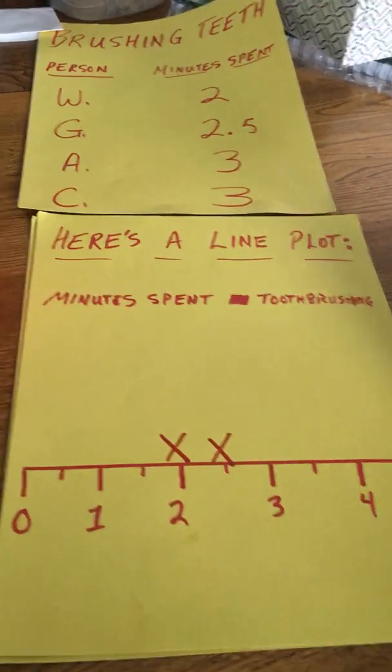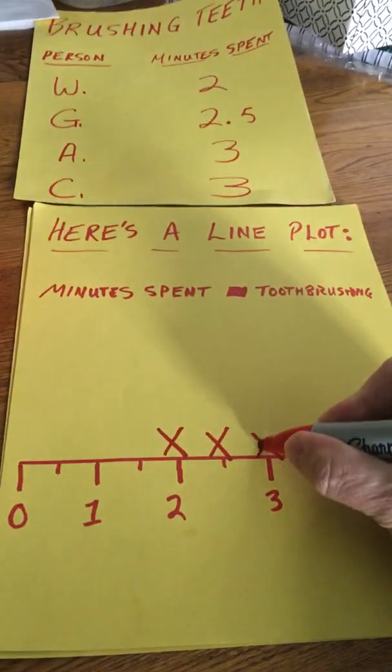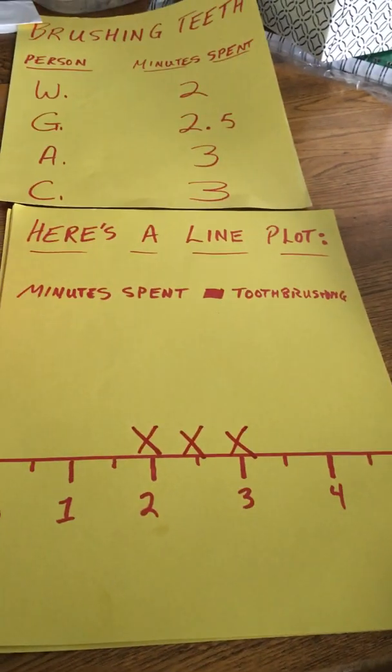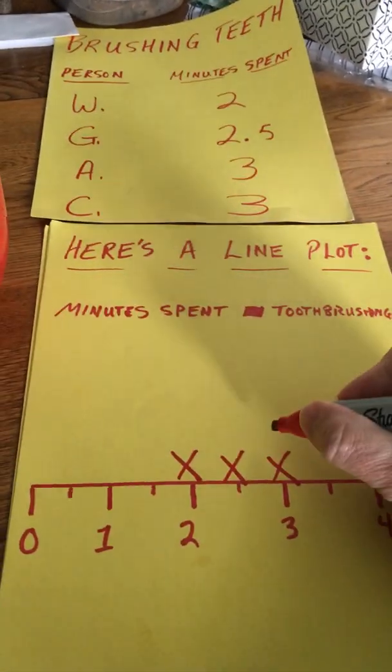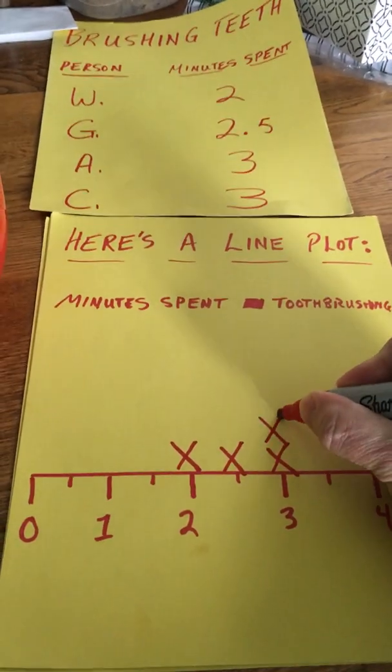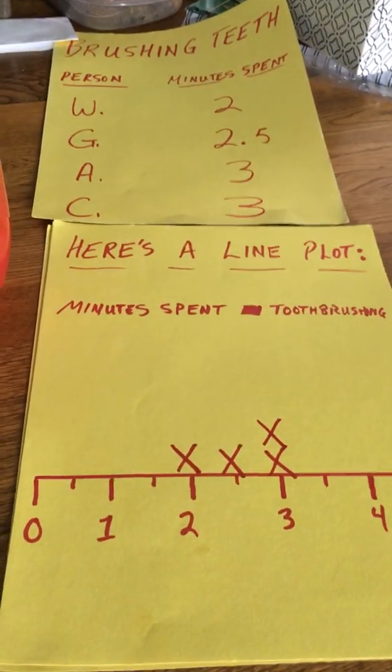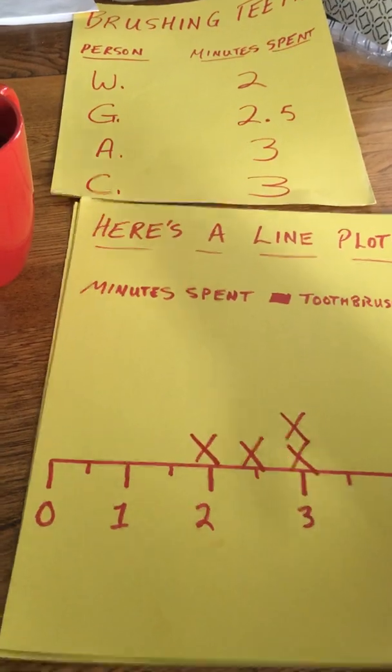And then the third one, A, another X corresponding there. And then C, you could probably guess who that is, also spent 3 minutes. Let's make another X corresponding. There you go. That's a line plot. It's a very simple way to display your data.